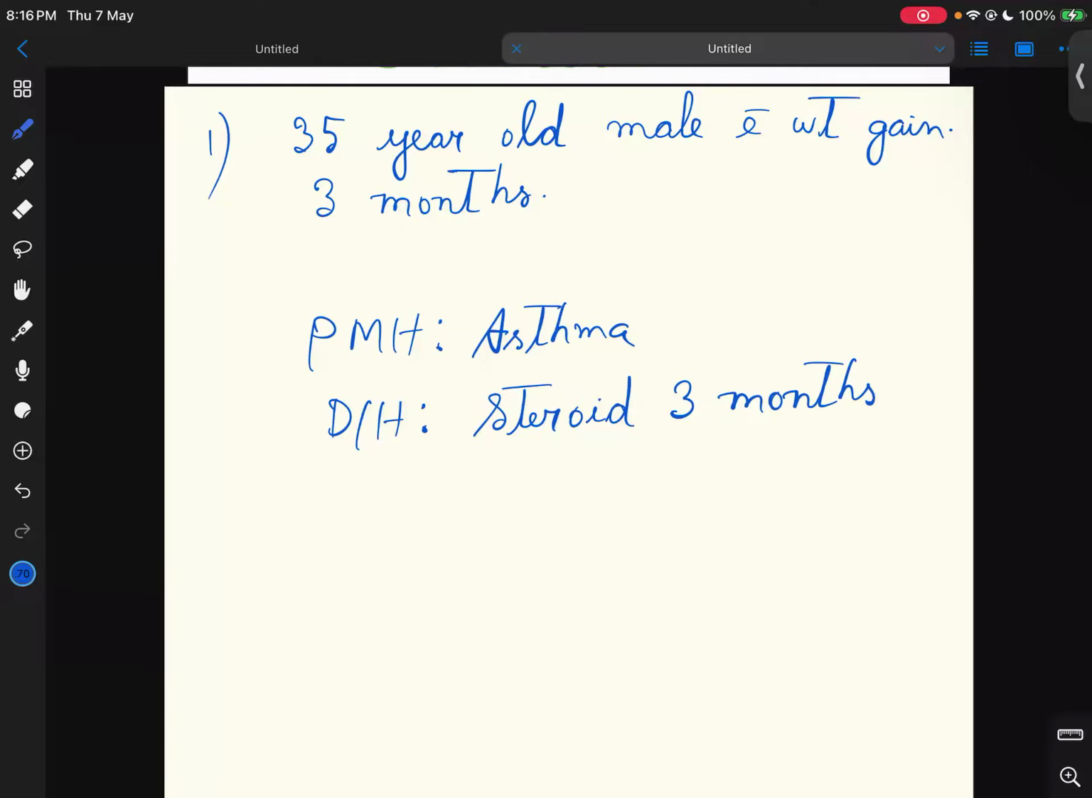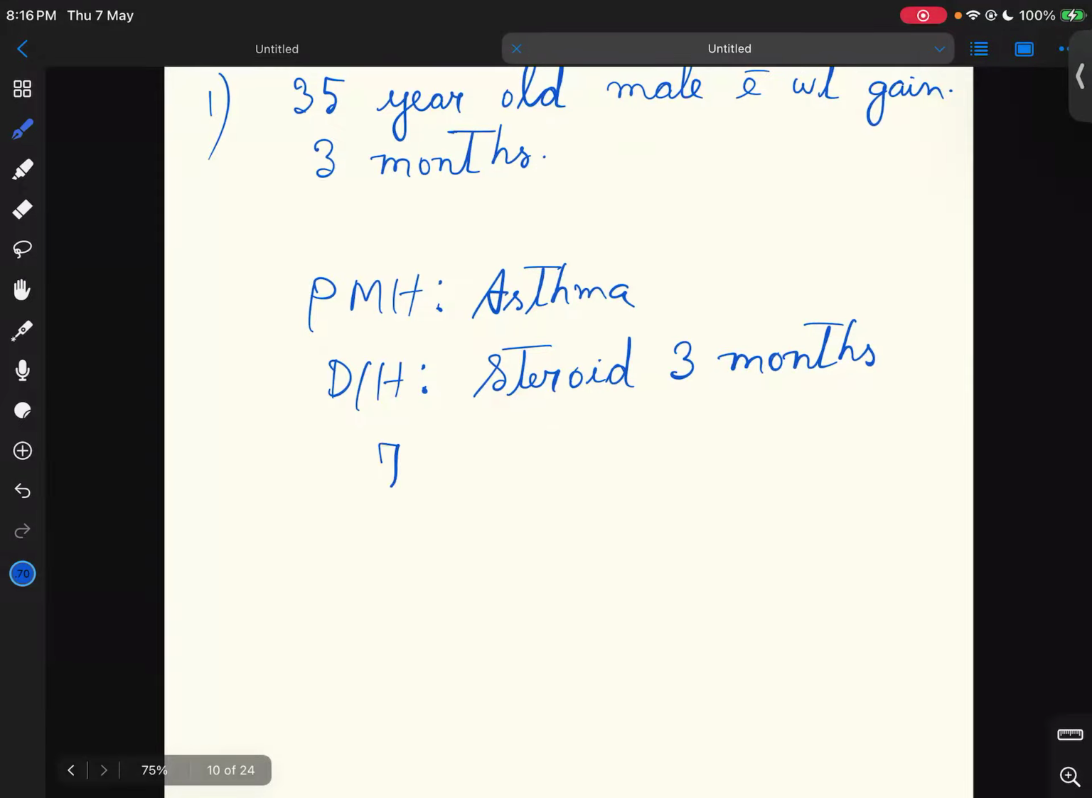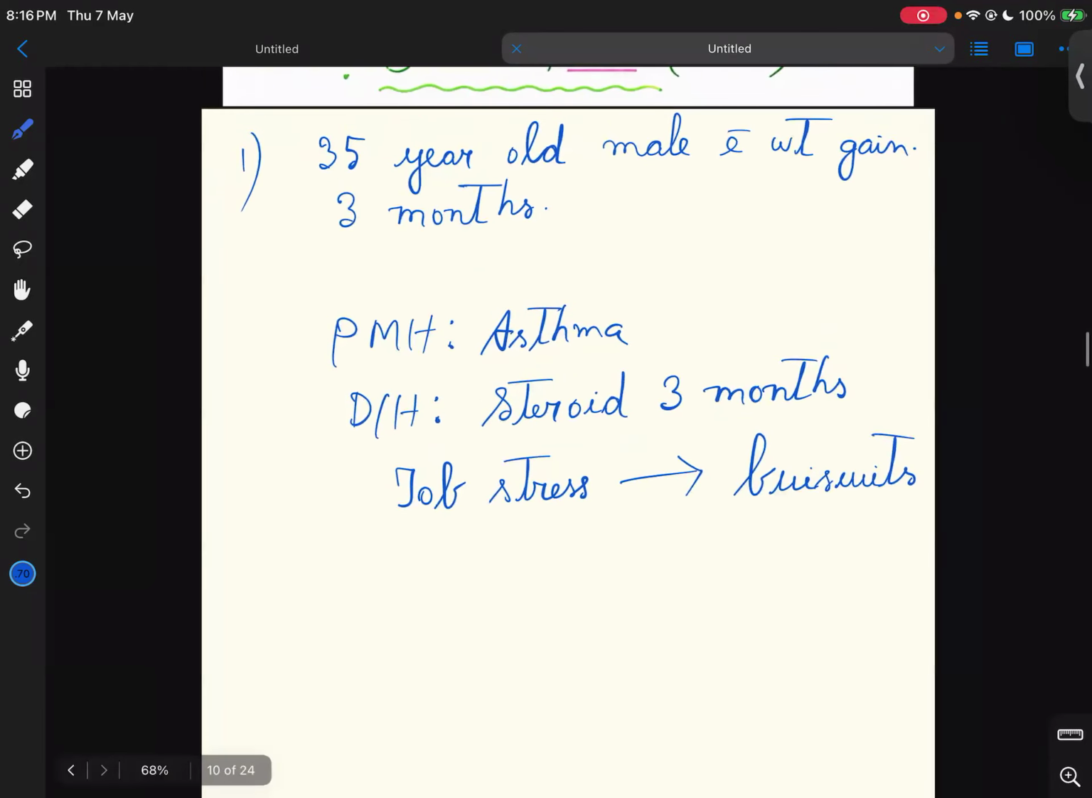And he works at a corporate office. He has a lot of job stress. And to combat his stress, he eats a lot of biscuits. So based on this, what do you think? What are the differential diagnoses for this weight gain? In the family history, her mother is a diagnosed case of hypothyroidism. So what do you think, doctor? What should be the differential diagnosis for this weight gain?